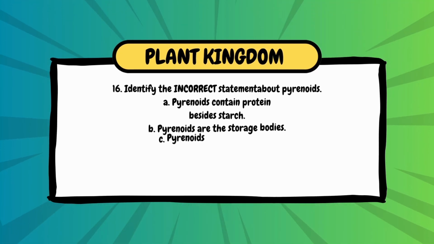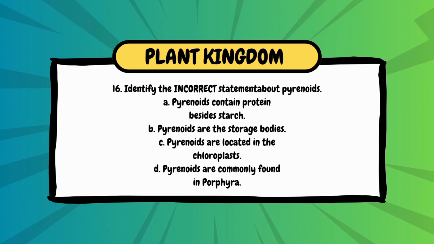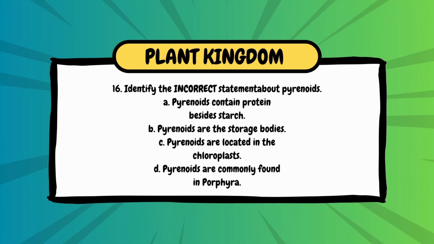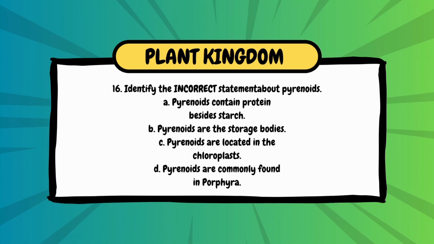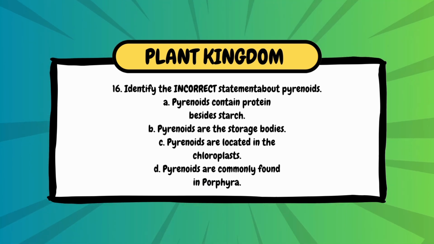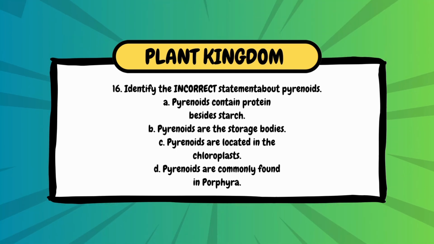16. Identify the incorrect statement about pyrenoids. A. Pyrenoids contain protein besides starch. B. Pyrenoids are the storage bodies. C. Pyrenoids are located in the chloroplasts. D. Pyrenoids are commonly found in Porphyra.